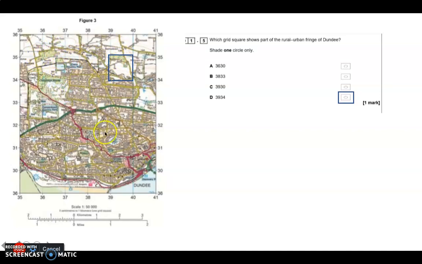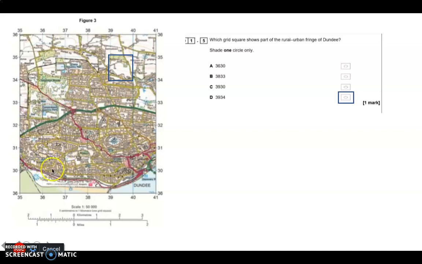So we can certainly see a change here where you've got a very urban area towards the south of the map. And then as you go further to the north, you see that actually you're getting towards an area where the city starts to change into a rural area. So with a question like this, all you need to do is work through the grid references and look at them each one at a time and work out if it can possibly be each one. So A is 3630. So you find 36, you then find 30, and it takes you to this point here. You always go to the grid square to the top right of the point where it crosses over.